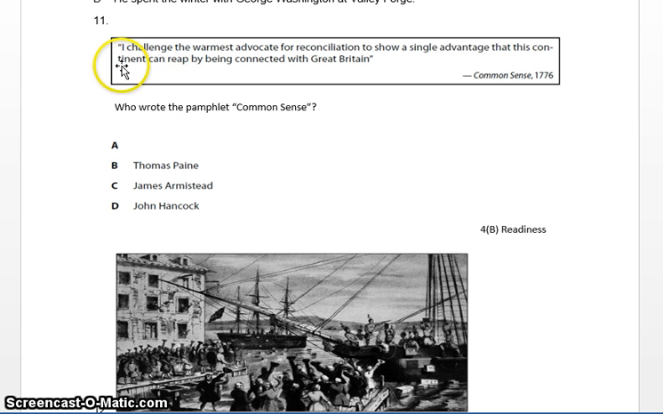Number 11. I challenge the warmest advocate for reconciliation to show a single advantage that this continent can reap by being connected with Great Britain. Common Sense, 1776. Who wrote the pamphlet Common Sense? B. Thomas Paine. C. James Armistead. D. John Hancock. Who wrote Common Sense?